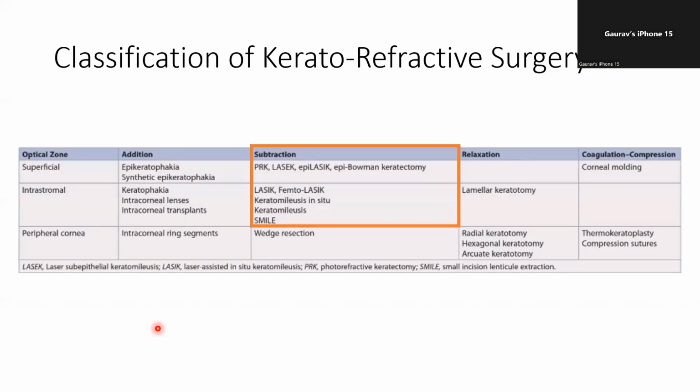So keratorefractive surgeries in themselves are a whole umbrella term. They include addition of tissue, subtraction of tissue, relaxation of tissue, or the coagulation of tissue. And depending upon which layer of the cornea it affects, we describe it as superficial, intrastromal, and peripheral cornea. So for the sake of this discussion, we are going to discuss the subtraction of tissue. In superficial layer, we have PRK, LASEK, EpiLASIK, and Epi-Bowman keratectomy. In intrastromal, we have LASIK, femtoLASIK, and SMILE.